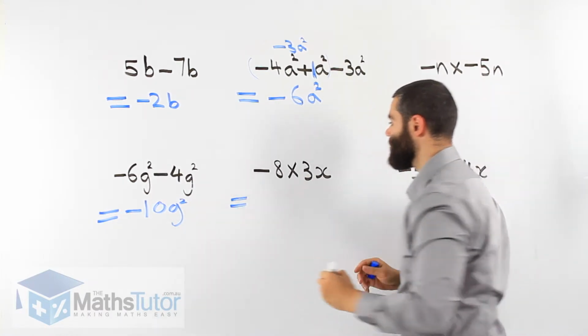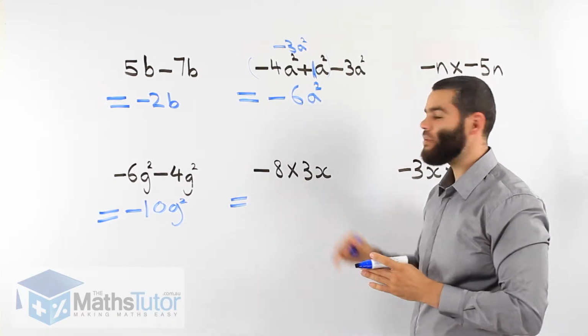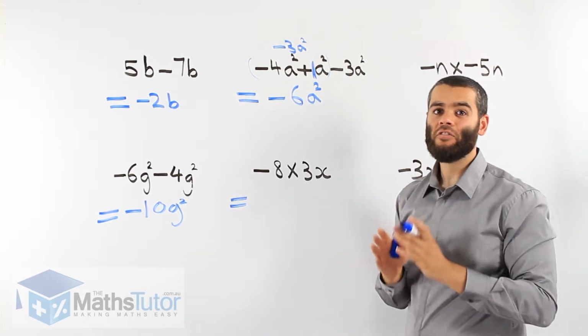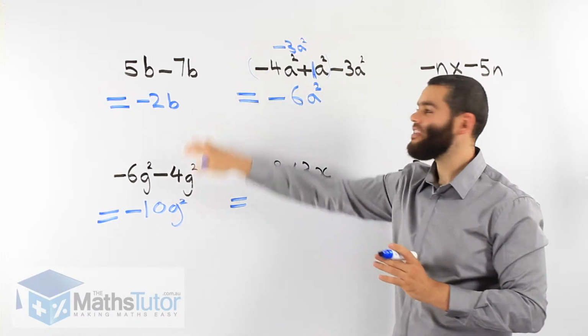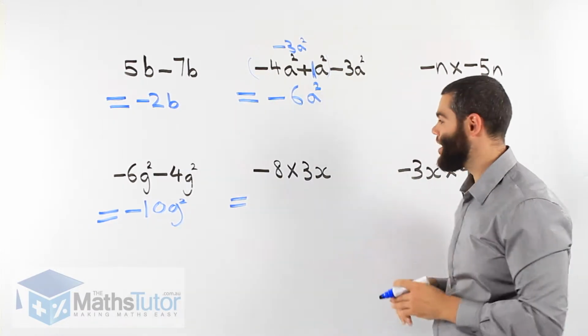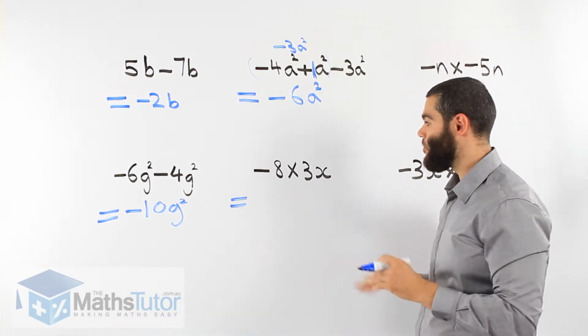Multiplication now. Negative 8 times 3x. Because it's multiplication, it doesn't really matter whether they are like terms or not. We mentioned like terms only applies to addition and subtraction. With multiplication, you can times everything together. It doesn't really matter. It becomes like a salad. Everything goes in and it gets mixed up. Doesn't really matter at all.